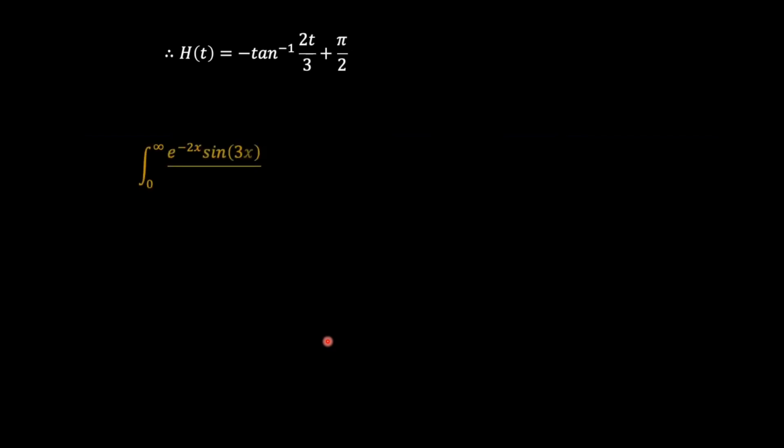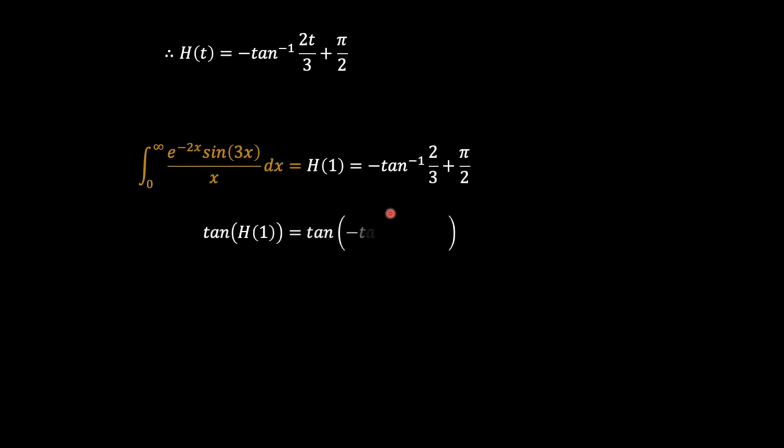But our question was the integral of e to the power negative 2x sine 3x over x from 0 to infinity, which means that it's the same as h with t being equal to 1. So h(1) is equal to negative arctangent of 2 over 3 plus pi over 2. So this is the answer of the integral. But, you know, it is not very simple. We could simplify it further by taking the tangent of h(1), which is the tangent of the negative of arctangent 2 over 3 plus pi over 2.